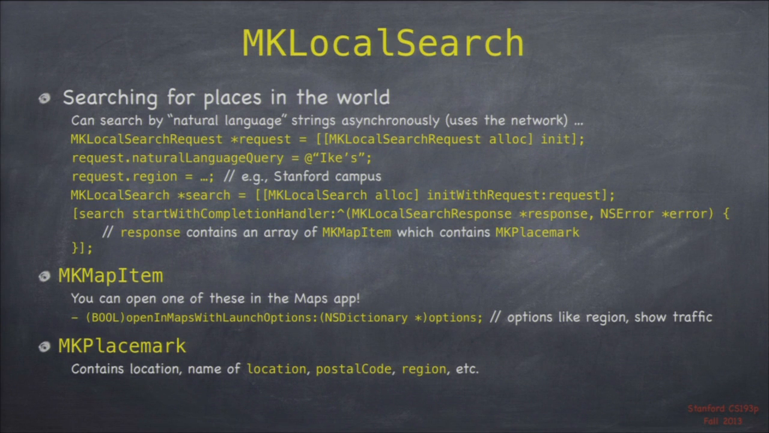Okay, MK map items are basically things that describe a place on the map. And they have inside of them an MK place mark, which is detail about a place on the map, like the postal code, what region it's in, things like that. MK map item is kind of cool because there's a method in it called open in maps with launch options. And if you send that to an MK map item, it will leave your app, launch the Maps app, and show it there. So if you don't want to have a map view and all that stuff, you can still use this local search and then switch over to the Maps app if you want to show them that particular location.